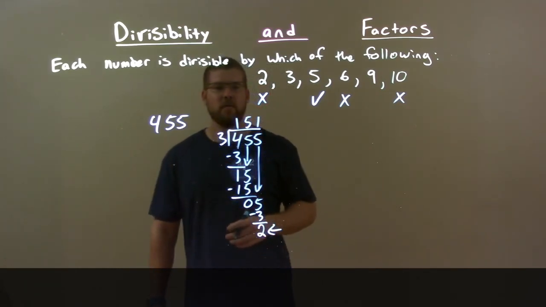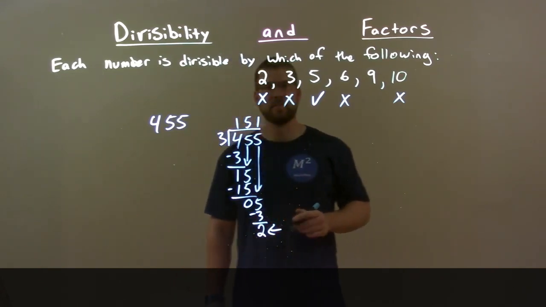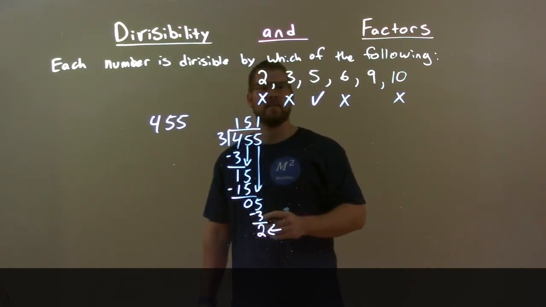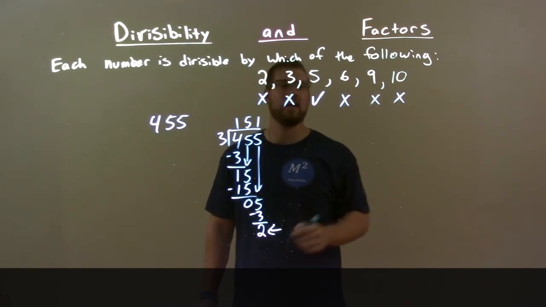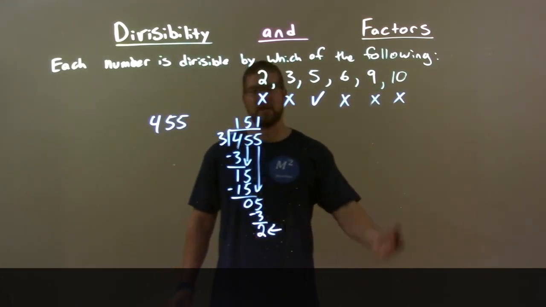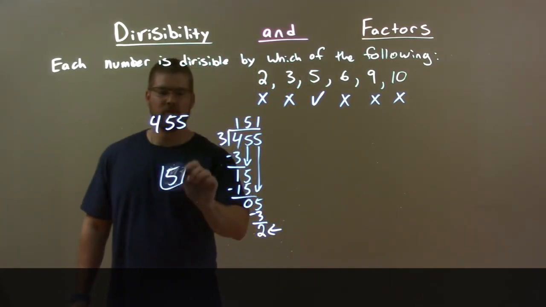Since we have a value for our remainder, that tells us that 3 does not go in evenly. And since 3 does not go in evenly, since 3 goes into 9, 9 cannot go in evenly as well. So our only answer here of all the numbers provided is just good old 5.